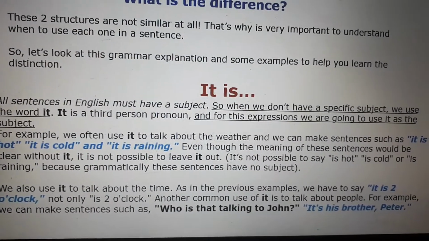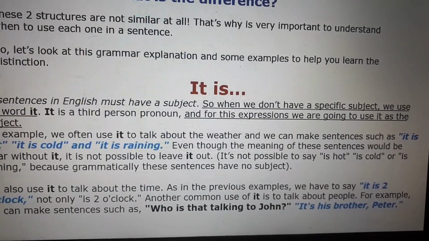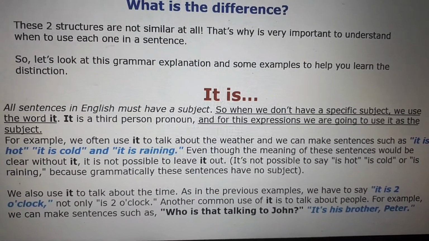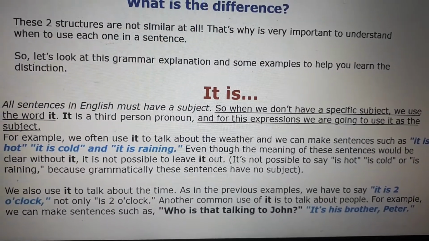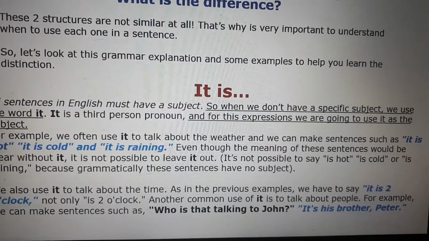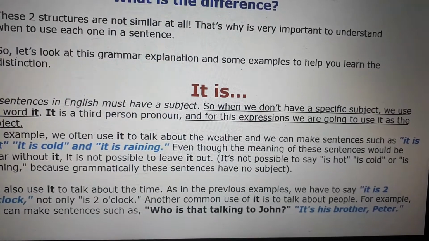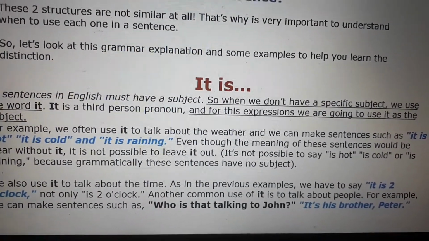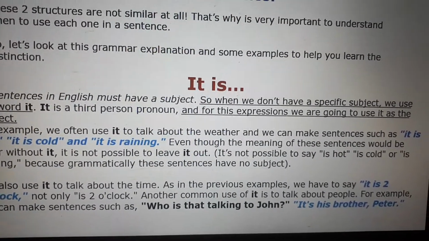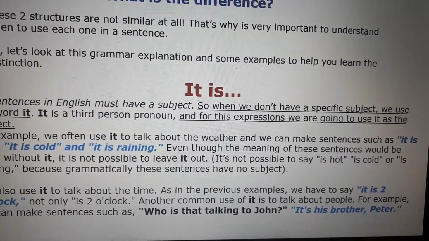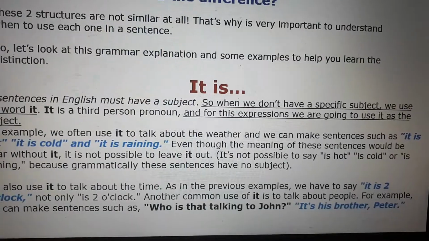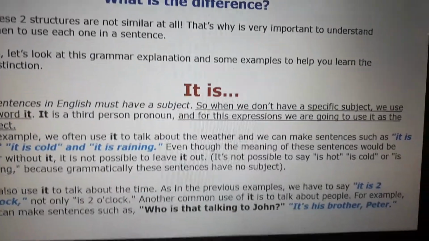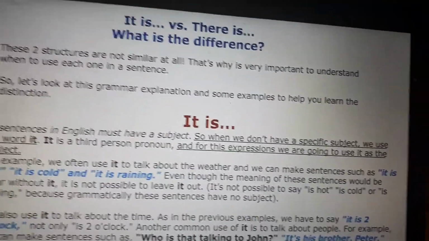Another common use of it is to talk about people. For example, we can make sentences such as: who is that talking to John? O sea, ¿quién es el que está hablando con John? It's his brother Peter. Es su hermano Peter. Okay? In that expression.